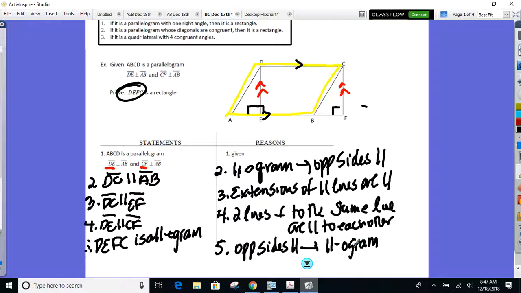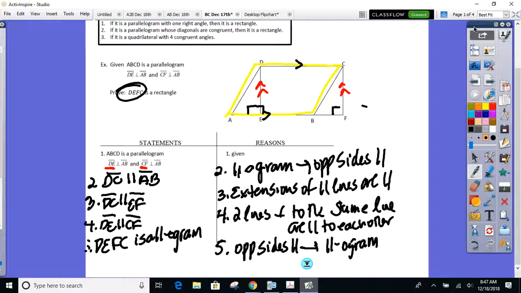Okay, it's a parallelogram. Now, how do I make it into a rectangle? One of two ways. Show it's got one right angle, or show diagonals are congruent. I hate to break it to you, but I don't think diagonals being congruent is going to cut it here because there are no diagonals drawn in.